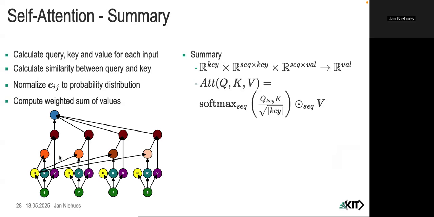The second advantage is that at each position, we now have information about the whole sequence. It's not like an RNN where you accumulate information one by one, and only at the last position you have read everything and understand everything. Here, the blue one is influenced by all the inputs, and each blue position is influenced by all the positions. So information can go very fast across the whole network.